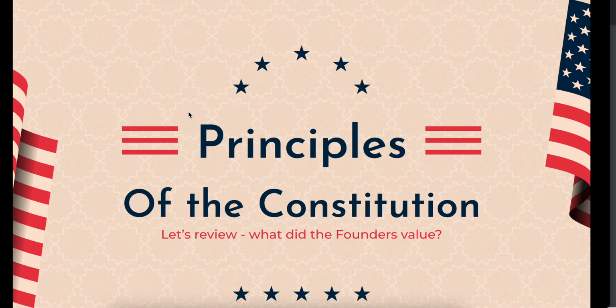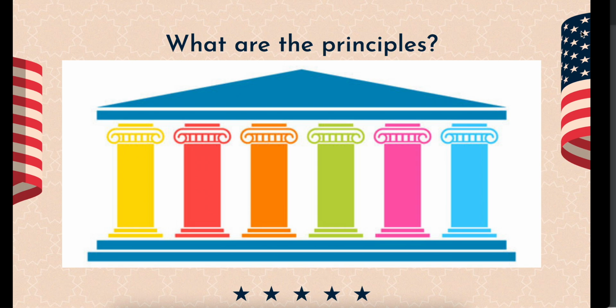So the first thing we're going to do is take a step back. The principles of the Constitution. We haven't talked about this in a while, and over break, I'm sure some of you guys forgot some of these really valuable nuggets of information. So let's review. What did the founders actually value? There are 6 main principles found in the Constitution. They're often called the founding principles.